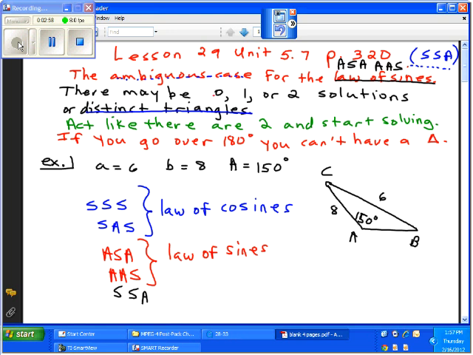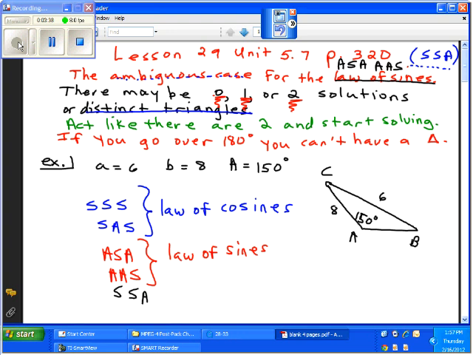Side, side, angle could produce 0 distinct triangles, 1 distinct triangle, or 2 distinct triangles, which means if we're trying to solve a triangle with what we're given in the order side, side, angle, that means there's either 0, 1, or 2 distinct solutions. Now, on page 320 of the pre-calculus book, it shows you how to determine whether there's 0, 1, or 2 distinct solutions. And we're not going to do that because it's not necessary.